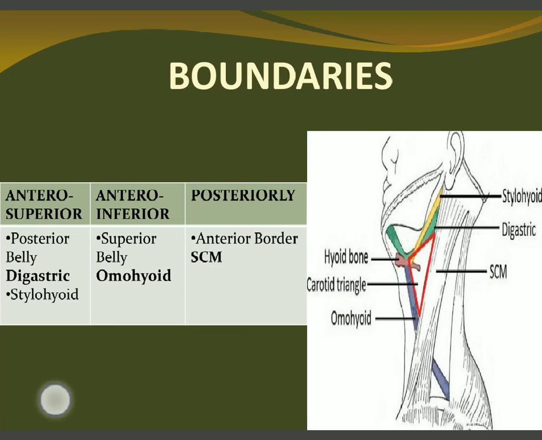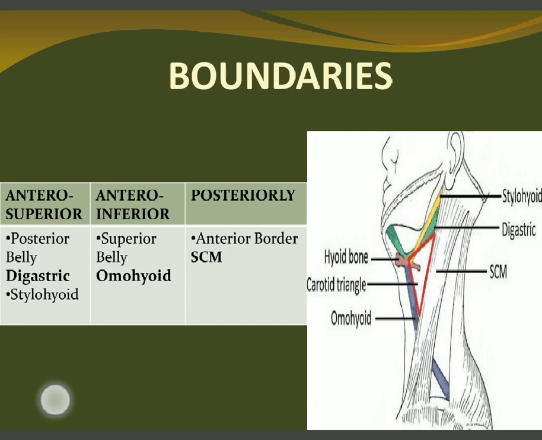So, the boundaries of the carotid triangle. In this figure, this green color is for the digastric muscle. This is the anterior belly of the digastric. This is the posterior belly of the digastric. In yellow is the stylohyoid muscle. In blue is the omohyoid muscle. This is the superior belly of omohyoid. This is the inferior belly of omohyoid. This muscle in white is the sternocleidomastoid. The red outline is for the carotid triangle.